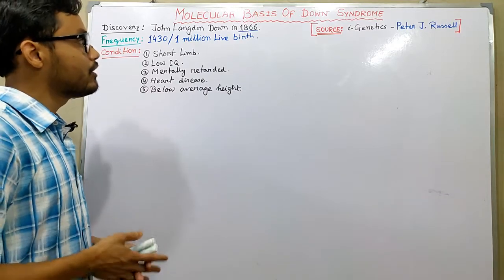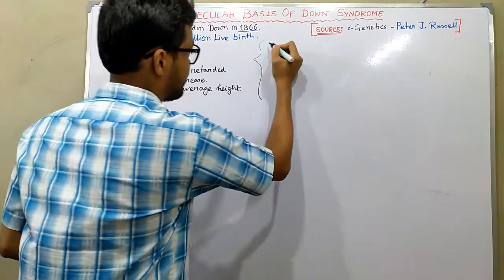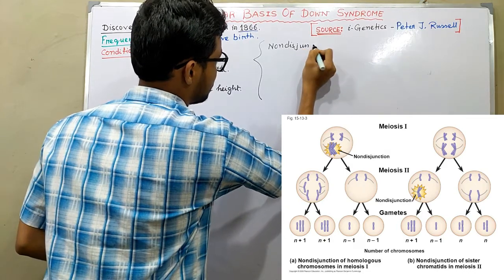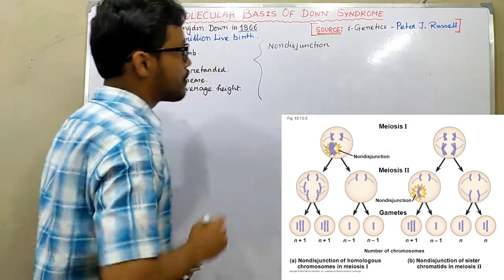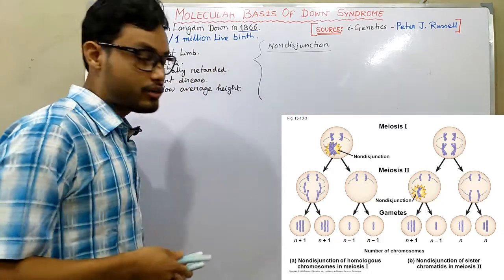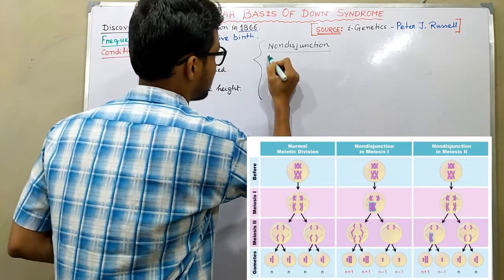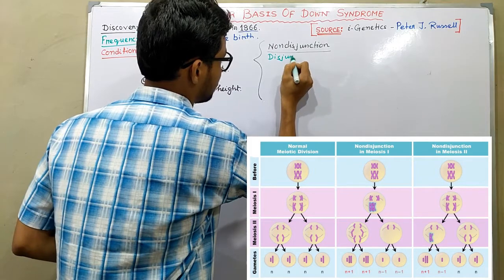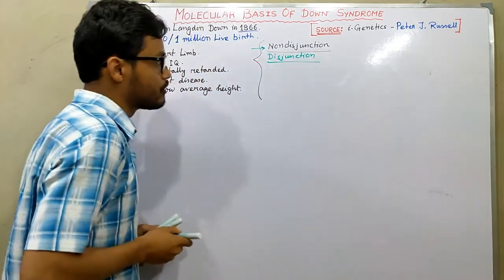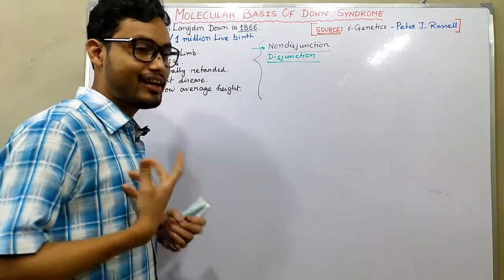If we study the molecular basis of Down syndrome, we have to know two basic things. First one, non-disjunction. So how non-disjunction is related to Down syndrome and can lead to Down syndrome, and how non-disjunction is differentiated from disjunction. Our particular focus is on non-disjunction. In case of non-disjunction, chromosomes don't segregate well.